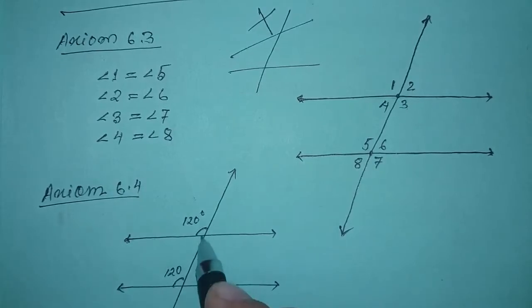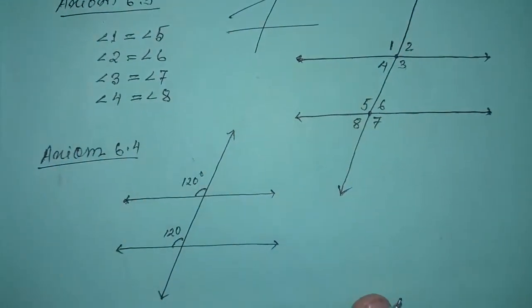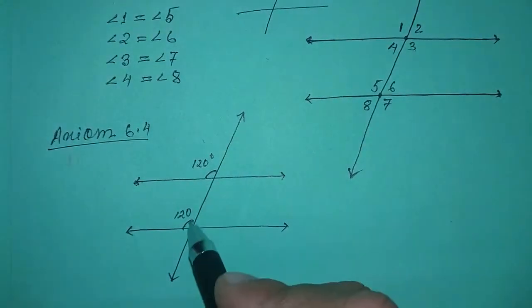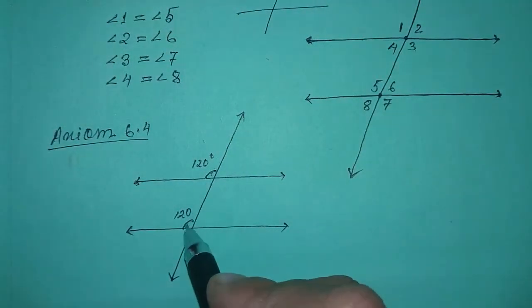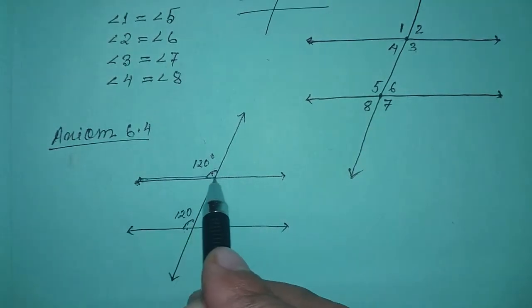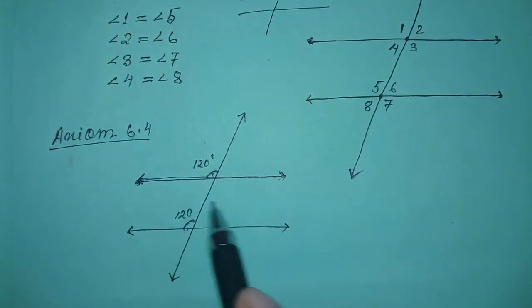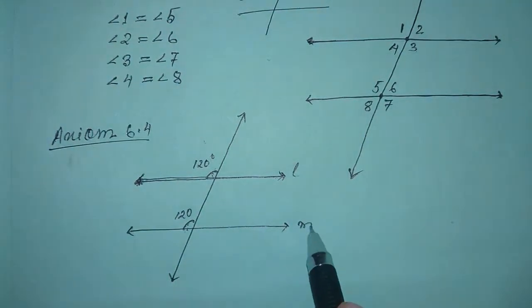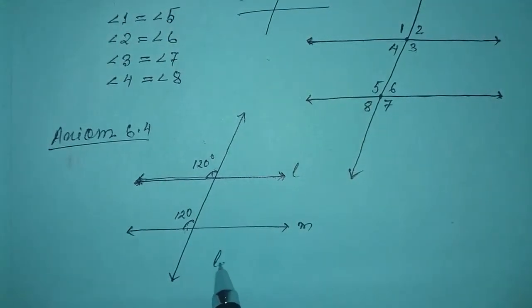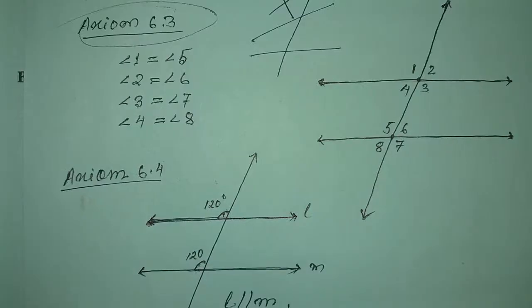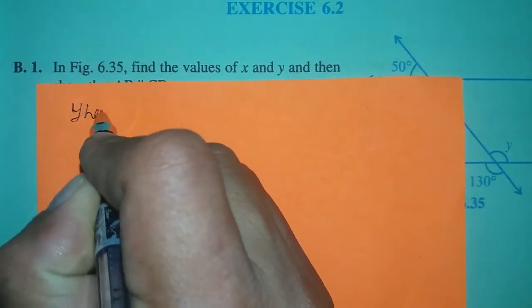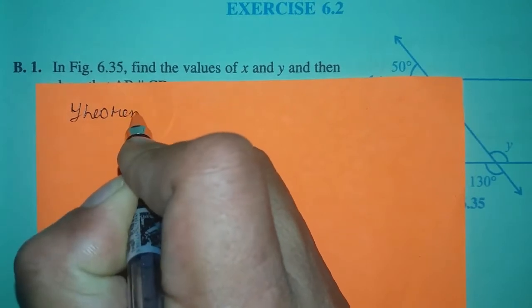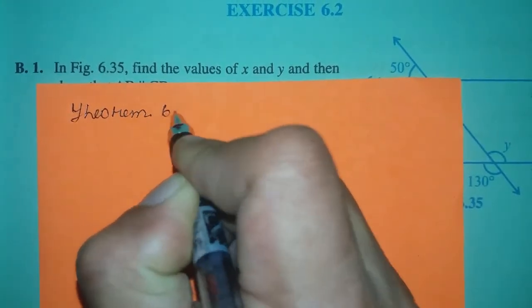Now these two angles are a pair of corresponding angles. Since these two angles are equal, these two lines will be parallel. Let's say this line is L, and this is M. L will be parallel to M. Next we have a theorem here, theorem 6.2.